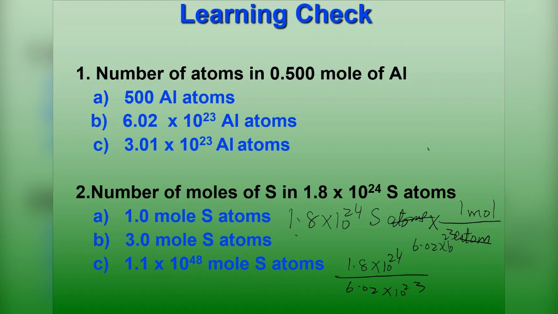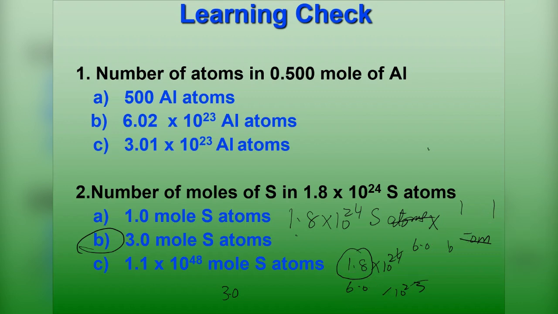If you are using a TI-83, you will get the answer. But if you don't have that type of calculator, let me explain. Just put 1.8 and 6.02 in your calculator. So you will get 0.30. 24, 23. When we divide, these powers are subtracted. 24 minus 23 is 10^1. So multiply, and the decimal moves over here. Then this will go away and our answer is 3 mole. So our answer is B.